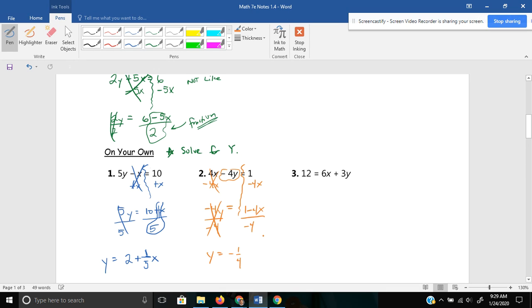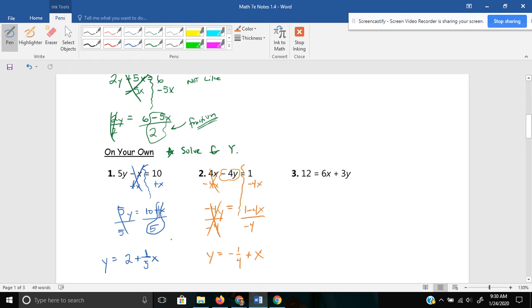Again, I'm just rewriting it as a fraction. And negative 4x divided by negative 4, well, a negative divided by a negative is a positive. And 4 divided by 4 is 1. And I have 1x, or I could just write that as x. So y equals negative 1/4 plus x.